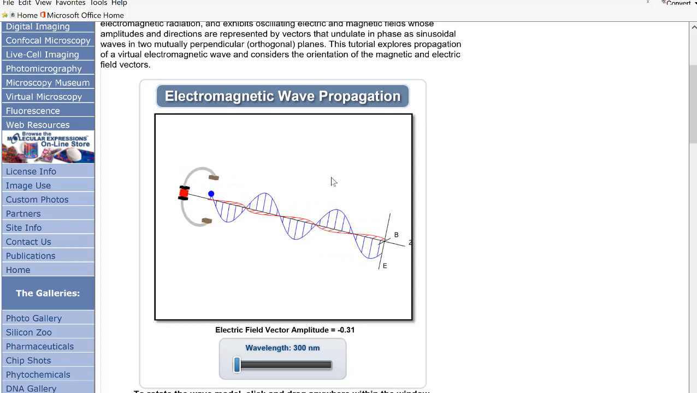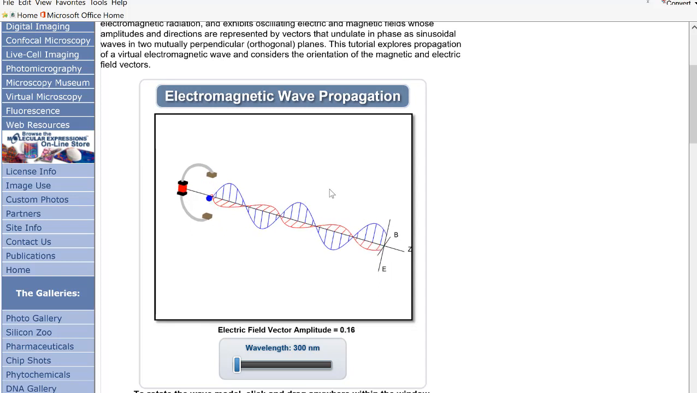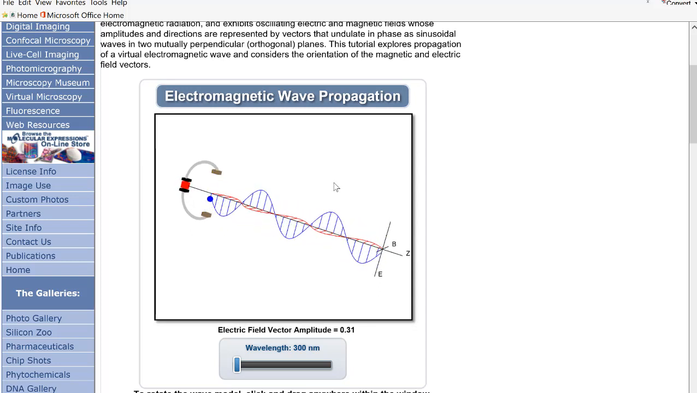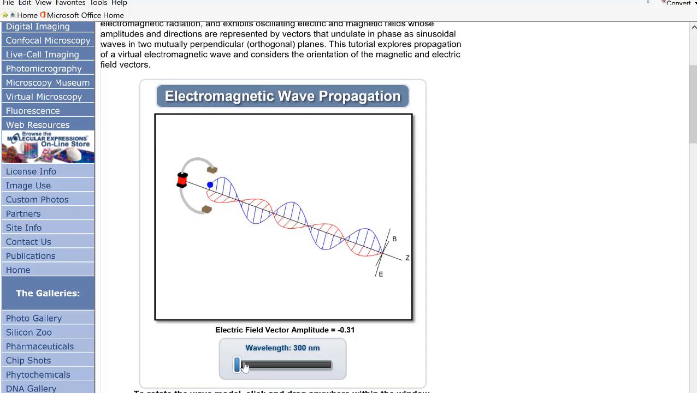This diagram can be moved to show the different fields. There's the electric, and there's the magnetic. You can see the electron zipping back and forth there. I can change the wavelength by sliding this little slider on the screen. And what will happen to the frequency as the wavelength goes up? You're right, the frequency changes as the wavelength increases.